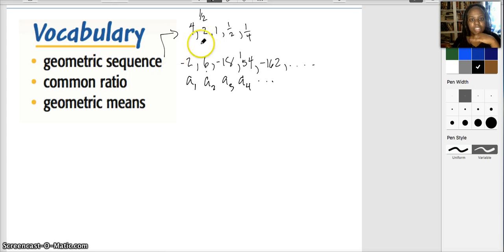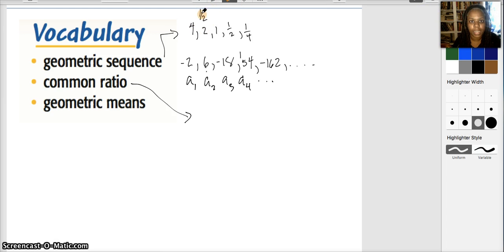So a geometric sequence is one that has that quality. It always has what we call a common ratio. The common ratio is the value that I multiply each term by to get the next term. In this case, the common ratio was 1/2. In the other, I didn't write it down, but the common ratio was -3. It was the thing that we multiplied each term by. The geometric sequence, of course, is this whole thing. It goes on forever and ever.